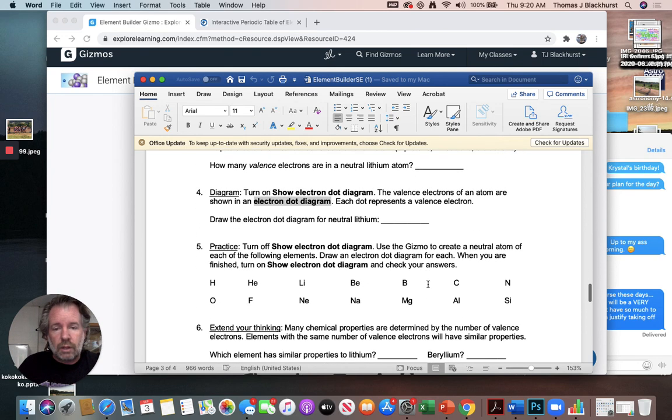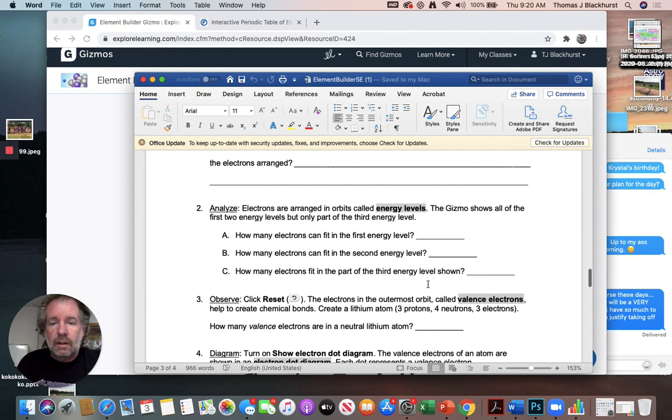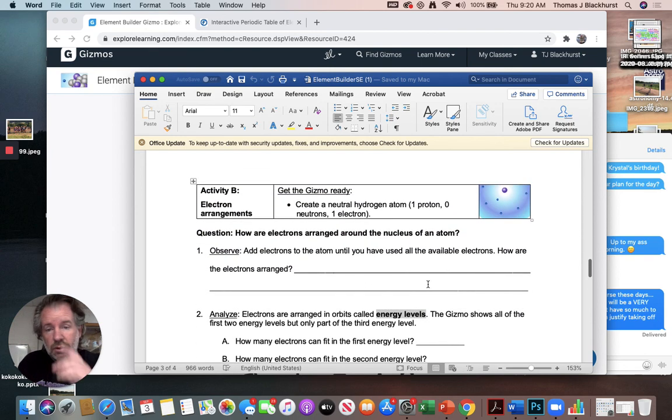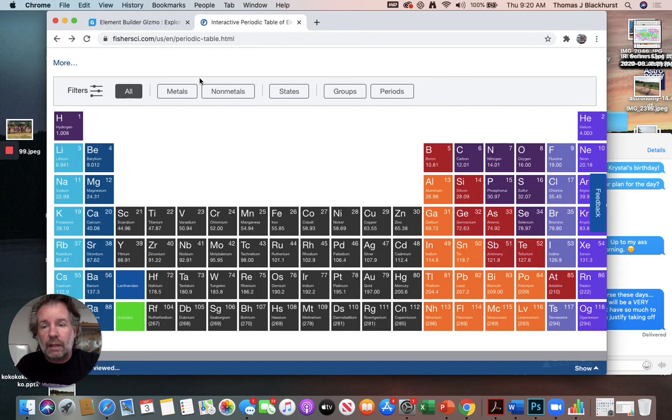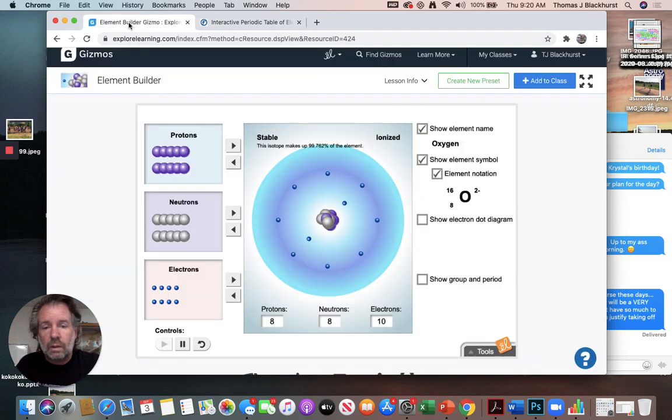Now, here's where you basically just go through and answer these questions. Between manipulating the gizmo and then going back and looking at the periodic table, you should be able to do the rest of them. But if not, that's okay too. Hit me up, message me on Schoology, or shoot me an email, and I will get back to you as soon as I can. It'll be a pretty busy weekend for me. I'll be up the mountain, so I may not be able to get back to you till Tuesday.